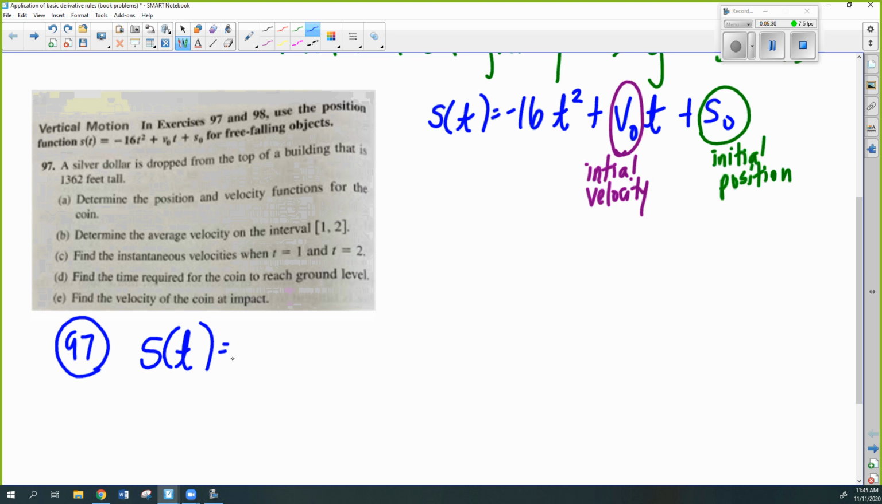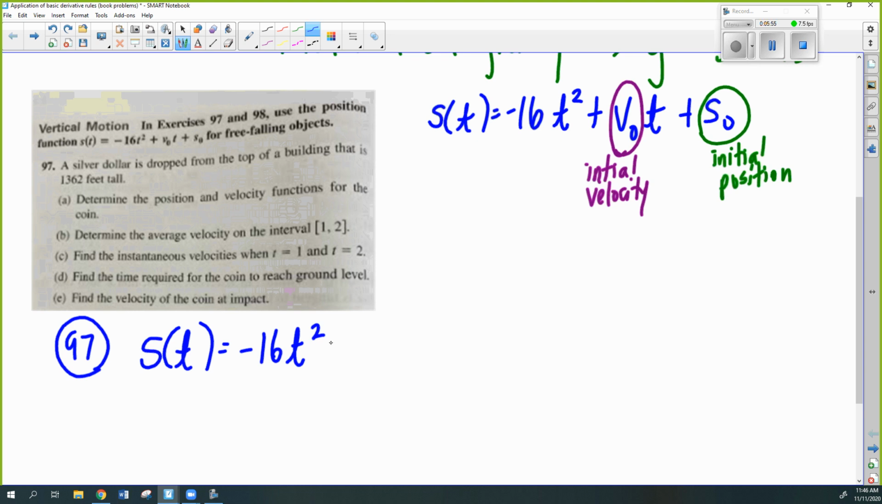Okay. Now, if I had not given you the fact that it's negative 16 in front, you would have had to read the problem to see that it's in feet, and then use the negative 32. So the negative 1/2 times 32 is my negative 16. So I'm writing a function. All right? The function has to leave t's in it.